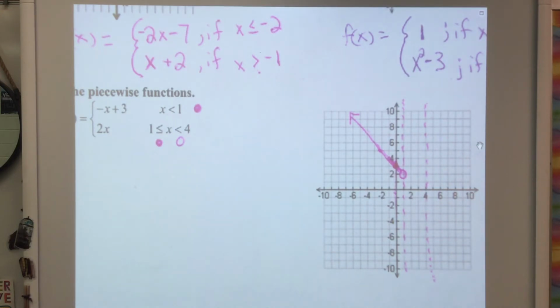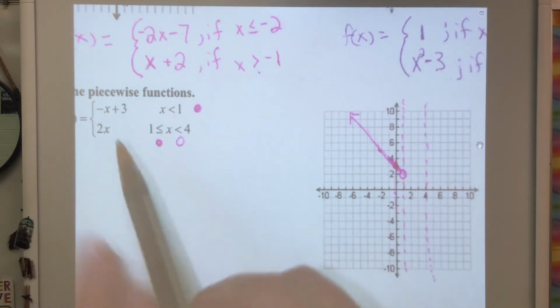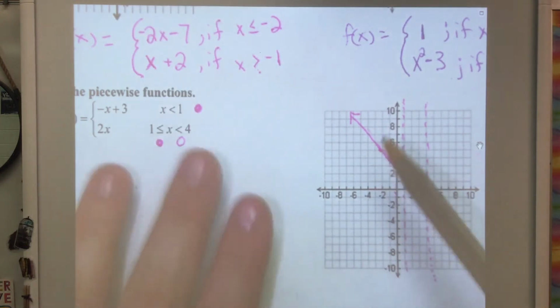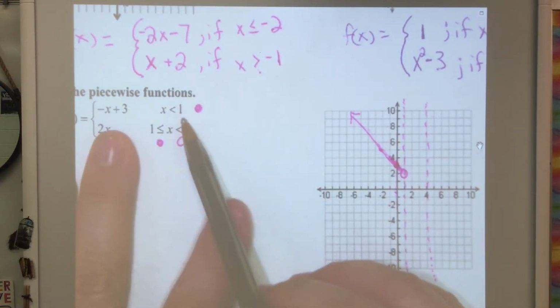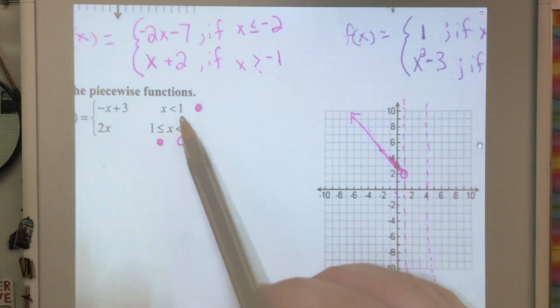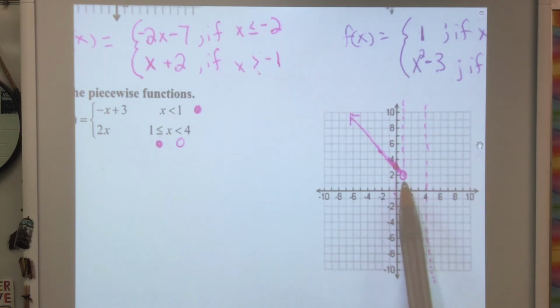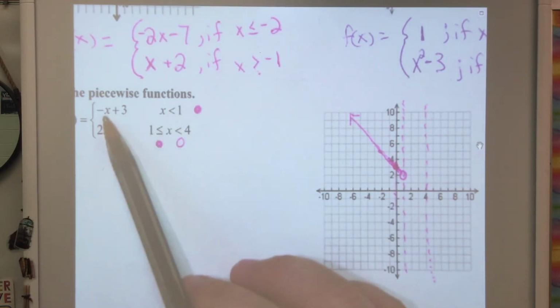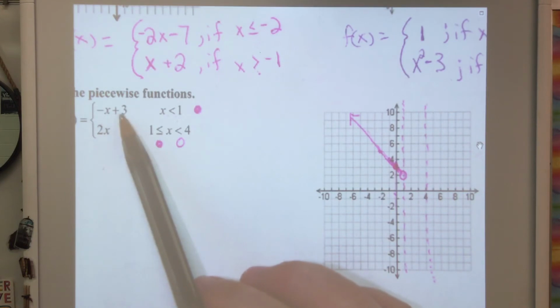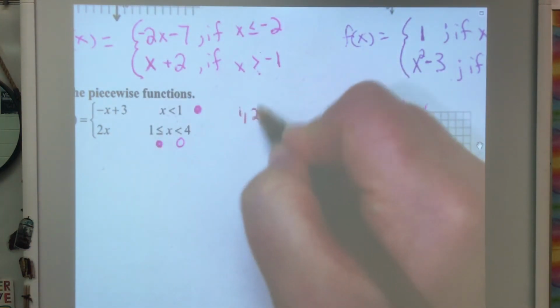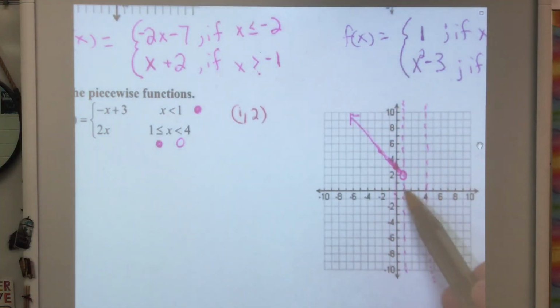And then the next one, 2x if it's between 1 and 4. Let me go back. Just one more thing I wanted to point out that I showed you in class today is you could check to make sure this point is right where the open circle is. If I plug in 1, that'd be -1 plus 3, which is 2. So that would be at the point 1, 2. And here it is at 1, 2.